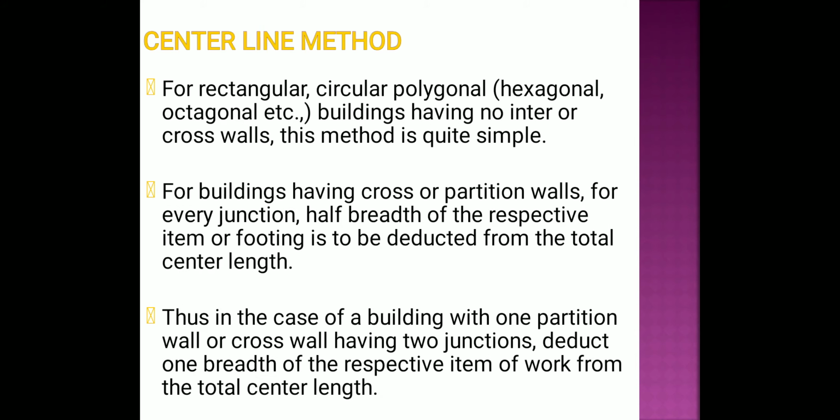For rectangular, circular, polygonal, that is hexagonal or octagonal, buildings having no inter or cross walls, this method is quite simple. For buildings having cross or partition walls, for every junction, half the breadth of the respective item or footing is to be deducted from the total center length. Thus, in the case of a building with one partition wall or cross wall having two junctions, deduct one breadth of the respective item of work from the total center length.